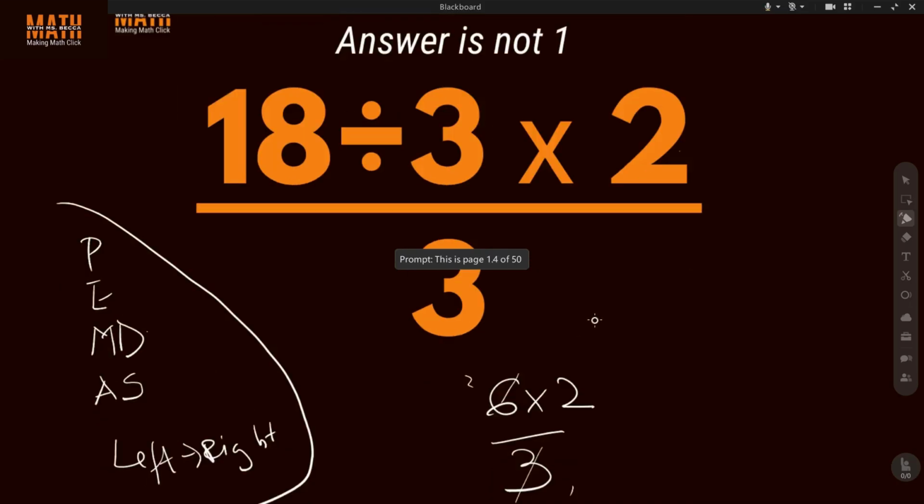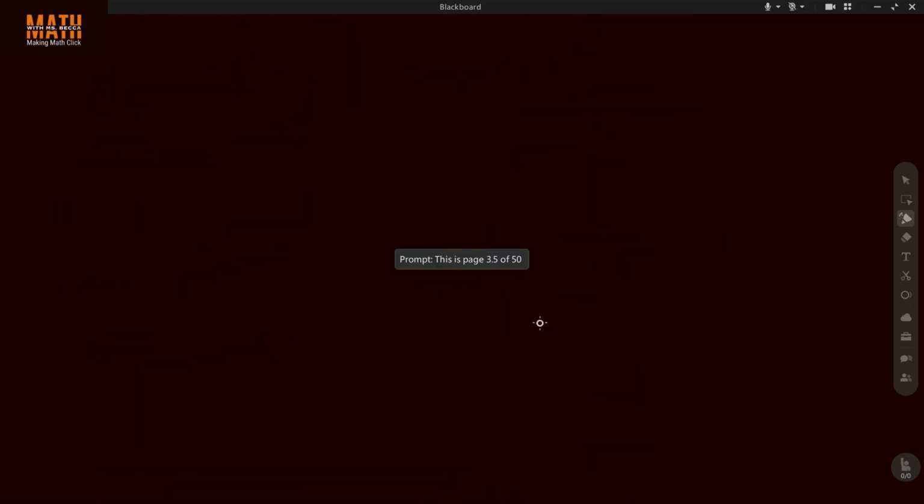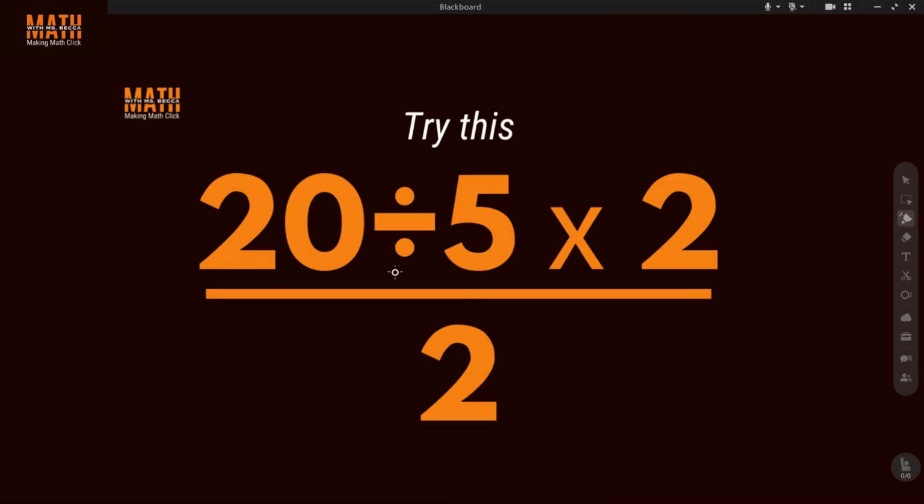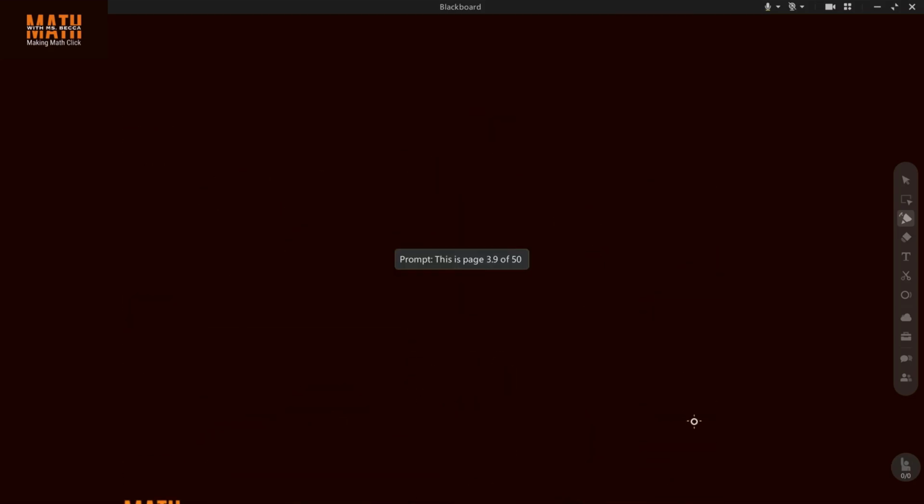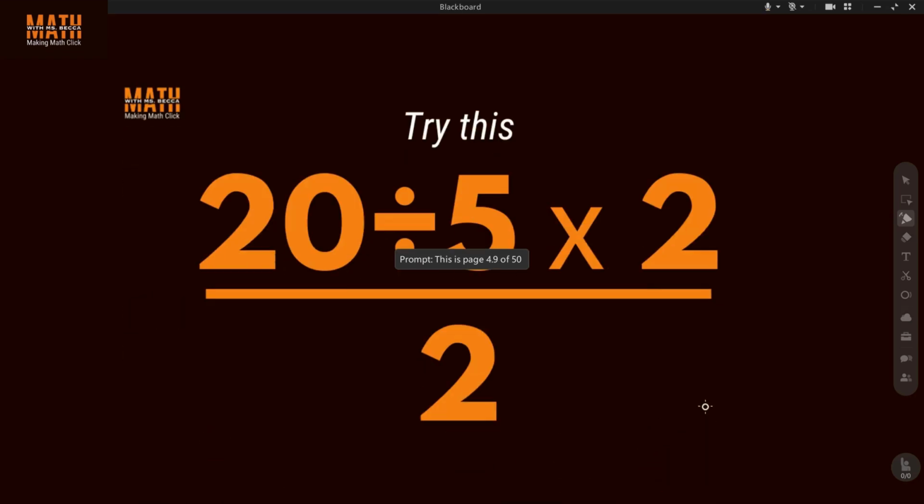So now, to be sure that you understand what I just explained, try this. 20 divided by 5 times 2 over 2. Try it and leave your answer in the comment. 20 divided by 5 times 2 all over 2.